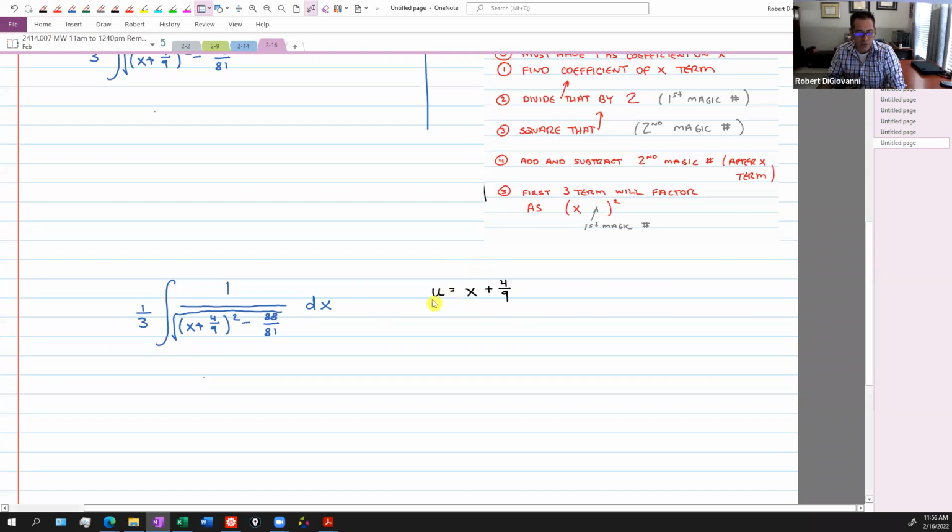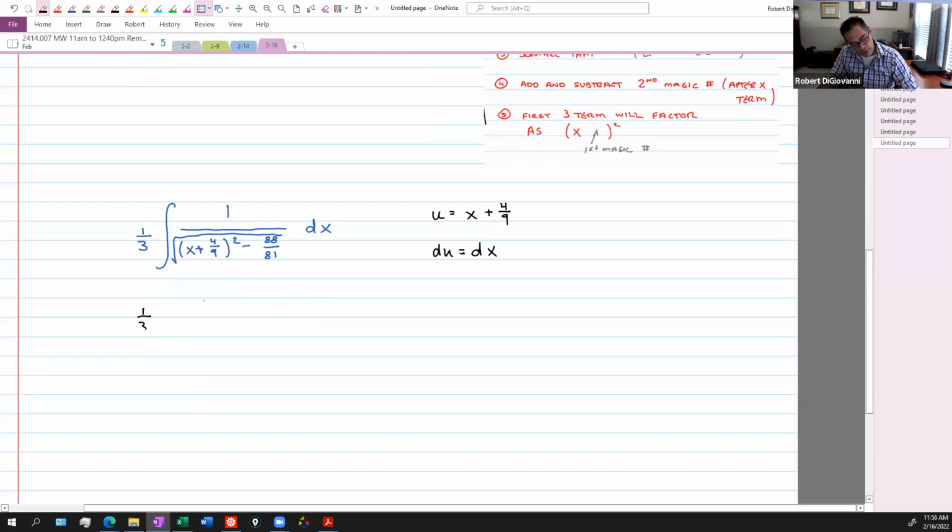When I do a u sub of the x plus 4/9, then the derivative of that is just dx, right? Because derivative of x is 1. So this is going to be a quick little rewriting of this integral. It's 1/3 integral 1 over square root of, now this x plus 4/9 is u, and so it becomes u squared, and then minus 88 over 81, which I can't do anything with, and then dx becomes du.